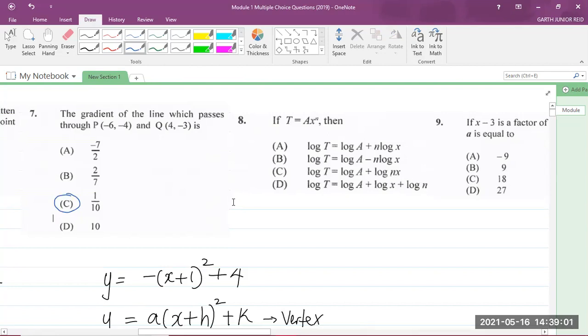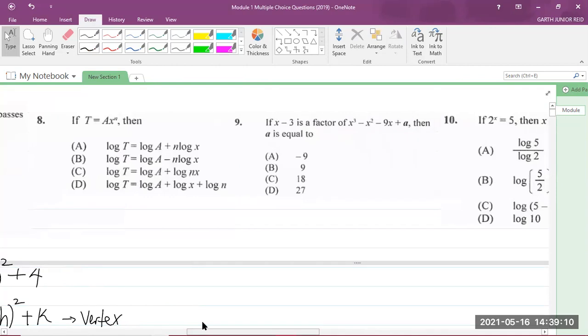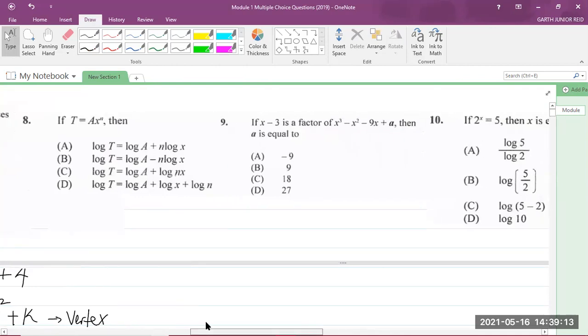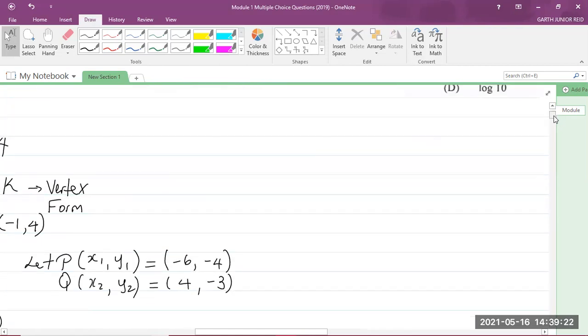Good. Now we'll be looking at number 8. Number 8 is a logarithm question. It says if t is equal to ax to the power of n, then the logarithm of t is what? Let's just write down what t is right here. t is equal to ax to the power of n.